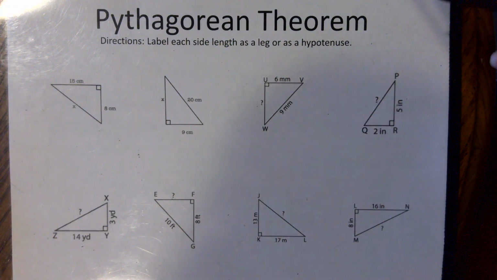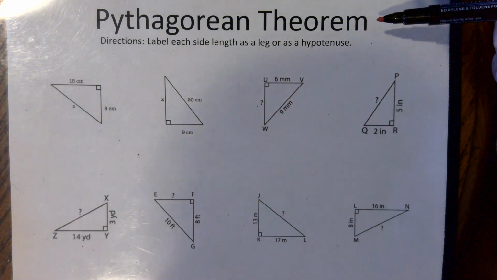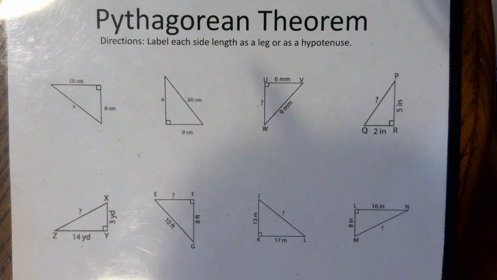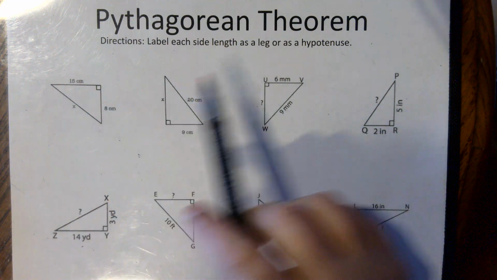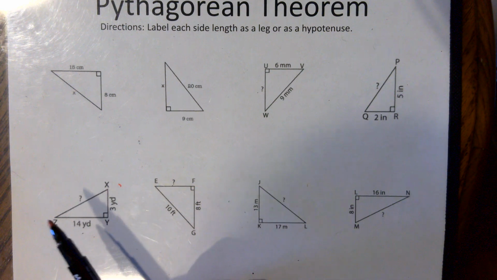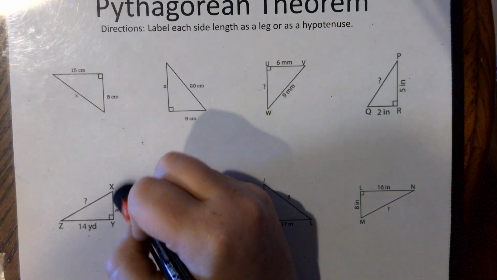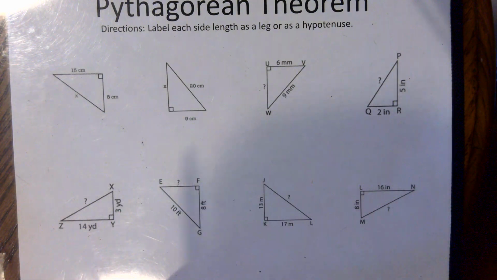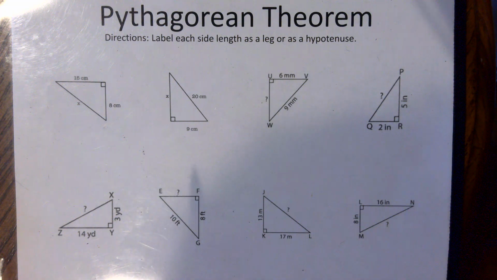So today, guys, we are going over the Pythagorean theorem. And this first part is pretty simple and straightforward. It's asking us to label the legs versus the hypotenuse. This is the last unit we did, so it should be pretty fresh on the brain. But I know it's been a spring break, so we're going to recap all of this and go from there.